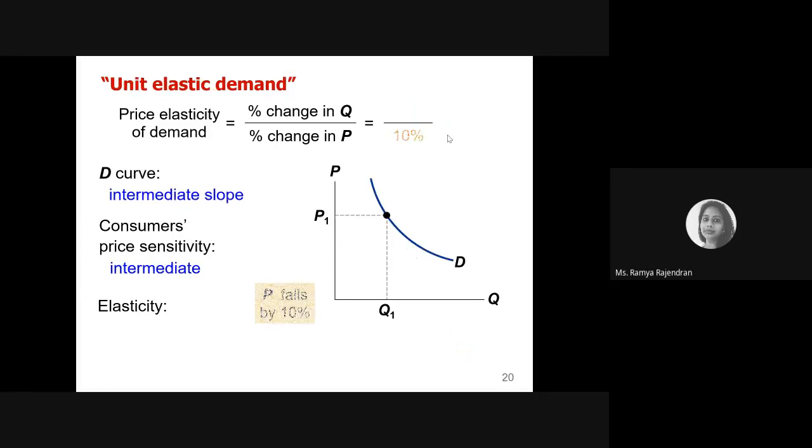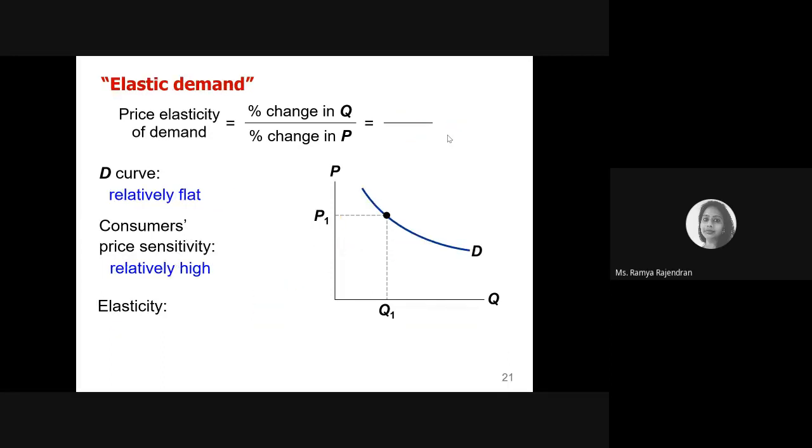Next one is a unit elastic demand. So here the percentage change in the price would be equal to the percentage change in quantity. When the price drops by 10%, quantity increases by 10%. So here the elasticity is equal to 1. That's why we call this a unit elastic demand.